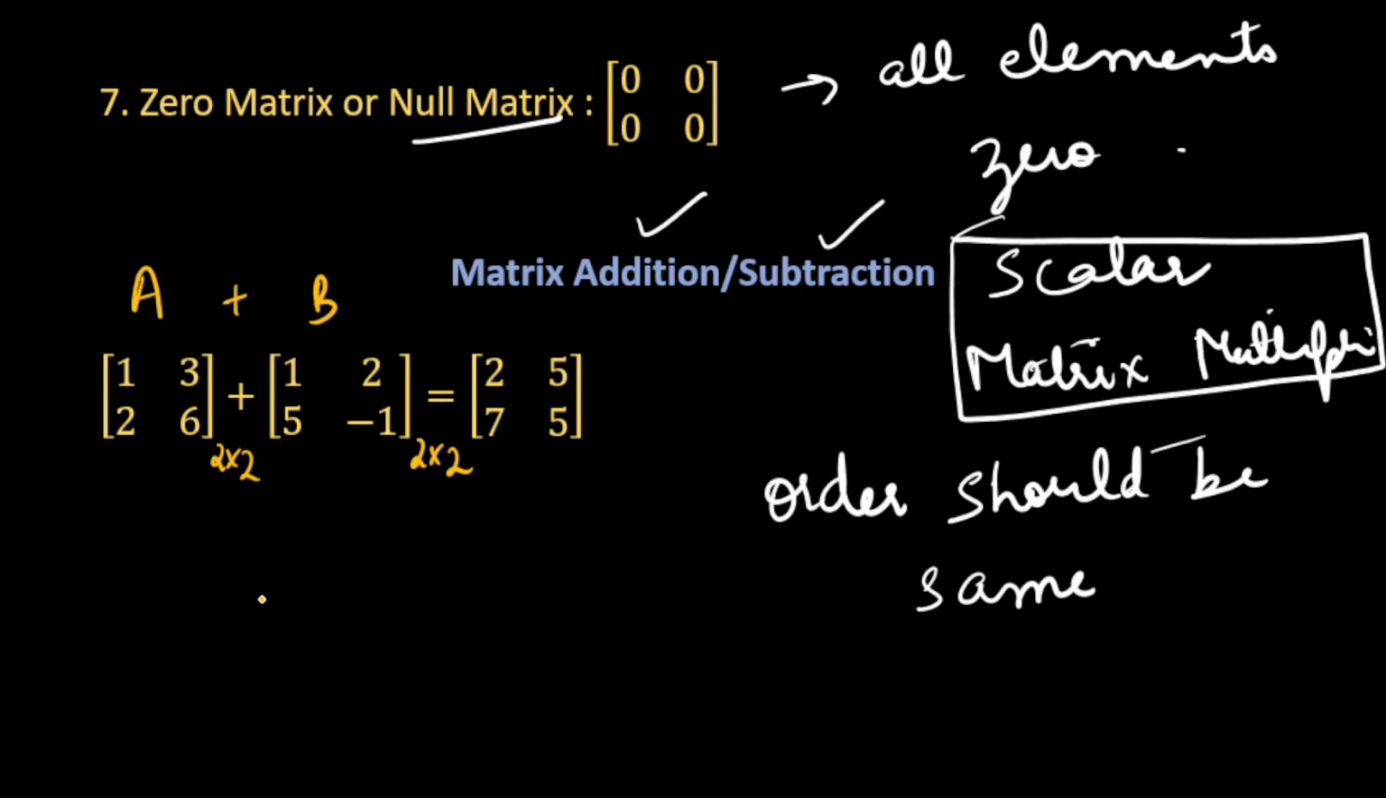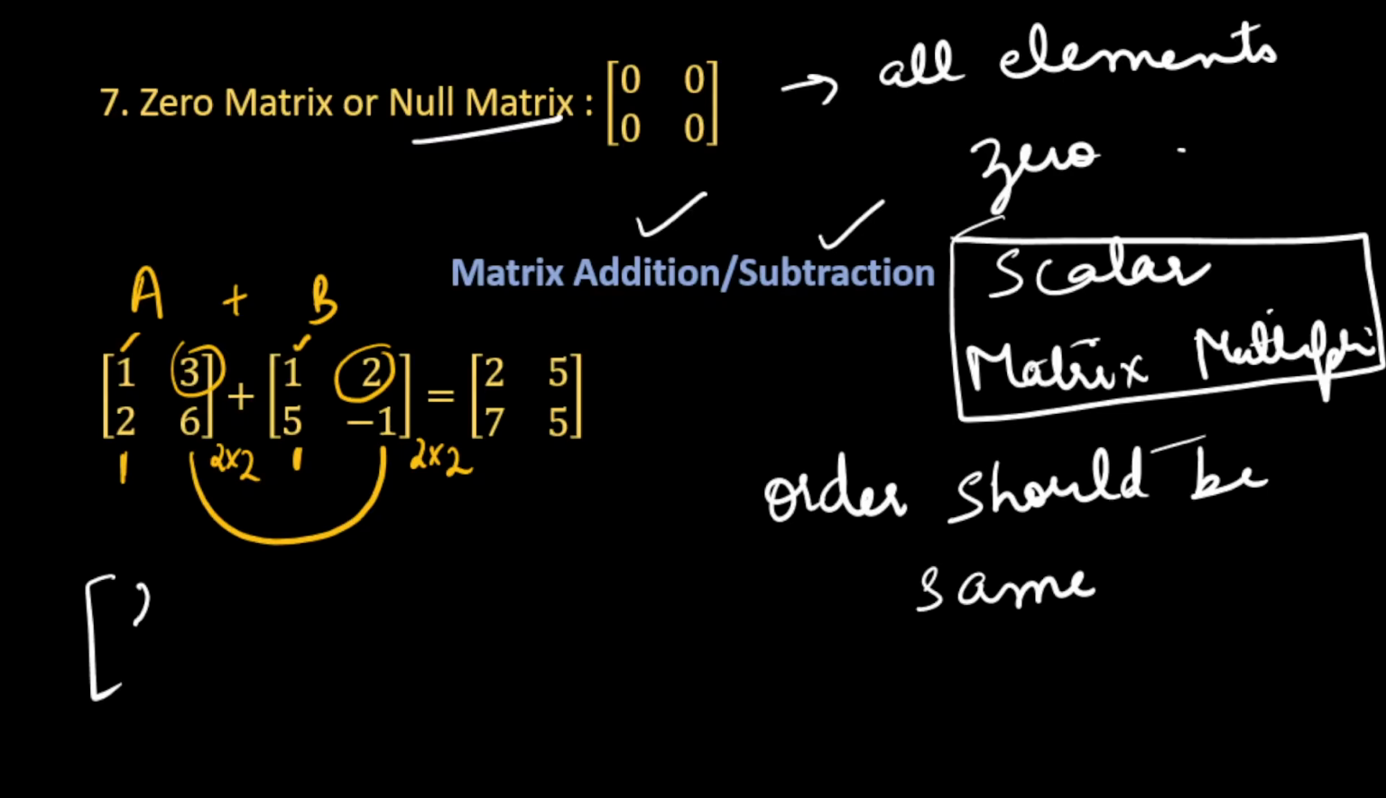Corresponding elements we have to add. This 1 will get added with this 1, so 1 plus 1 is 2. 3 will get added with 2, so 3 plus 2 is 5. 2 plus 5 is 7. And the 6 will get added with minus 1, so 6 plus minus 1 is 5. So corresponding elements we have to add or subtract.